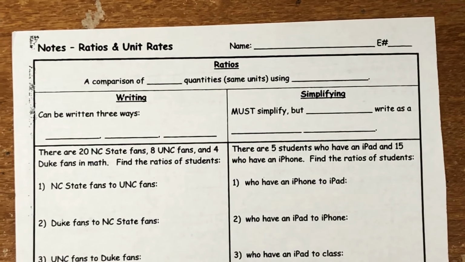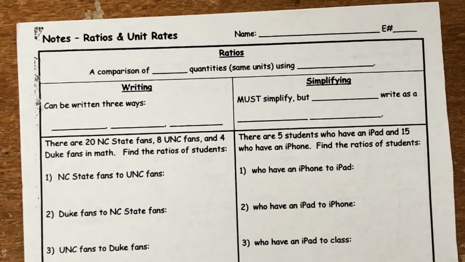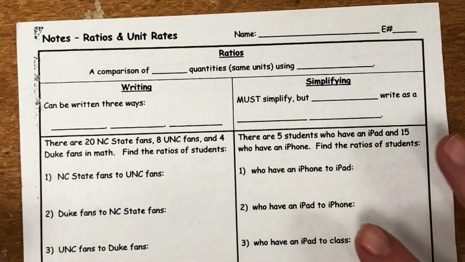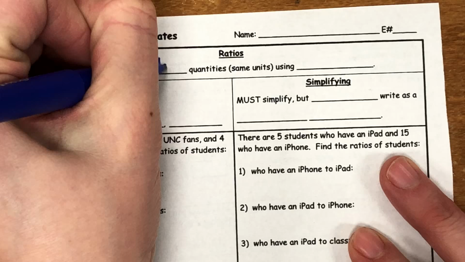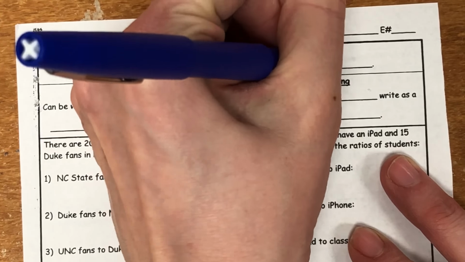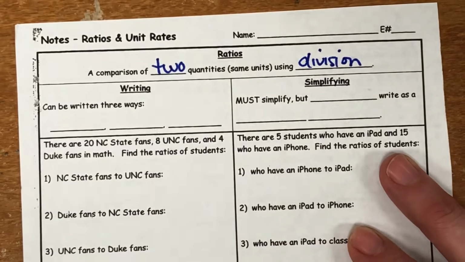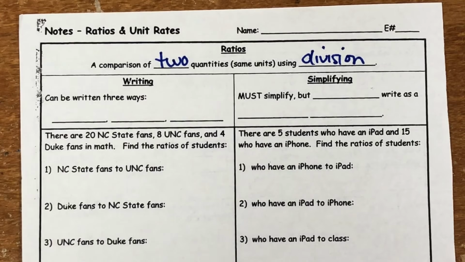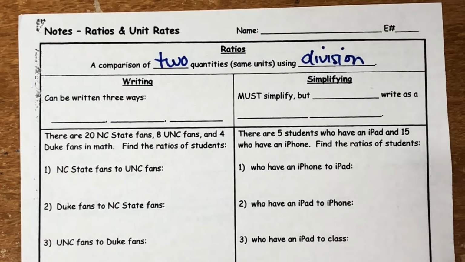All right, ratios and unit rates. A ratio is a comparison of two quantities that have to have the same units, using division. It's division because one of the ways that we write a ratio is as a fraction. It can be written three ways.